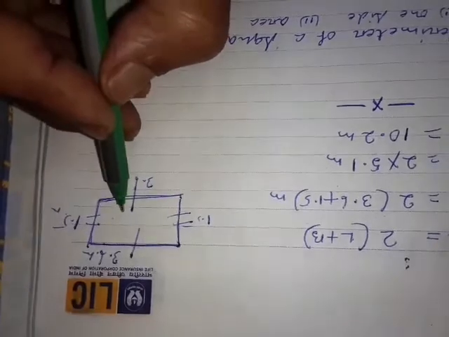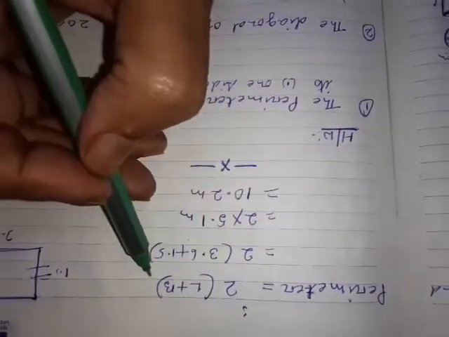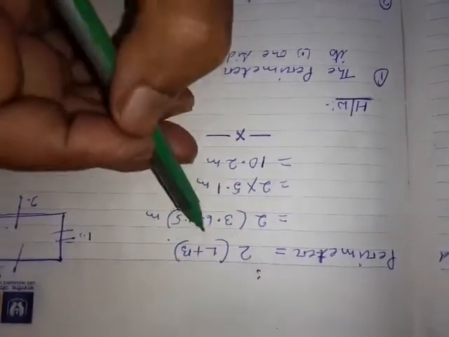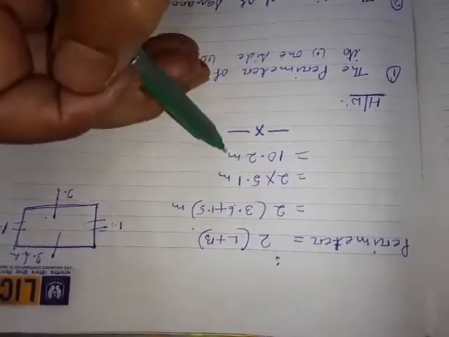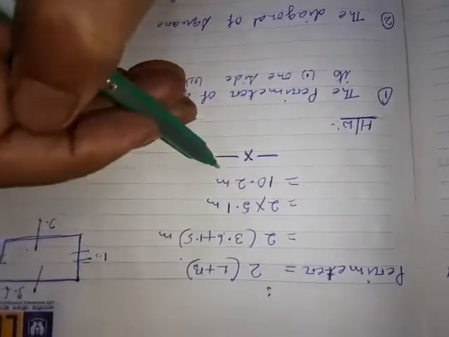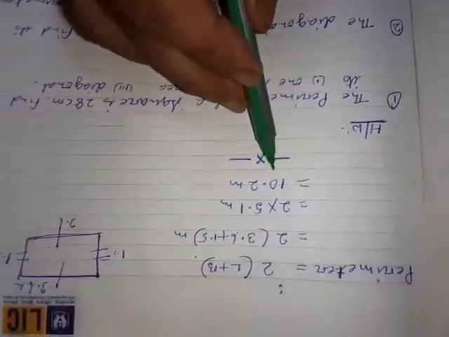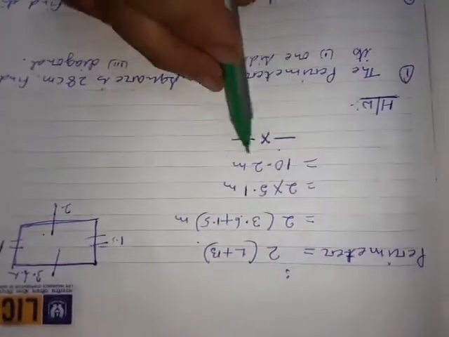You can do it like this, or if you know the formula 2 into (L plus B), you can easily put it. In place of L, you put the value of L. In place of B, you put the value of B. And then you do the simplification. After doing the simplification, you are going to get the value 10.2 meter.